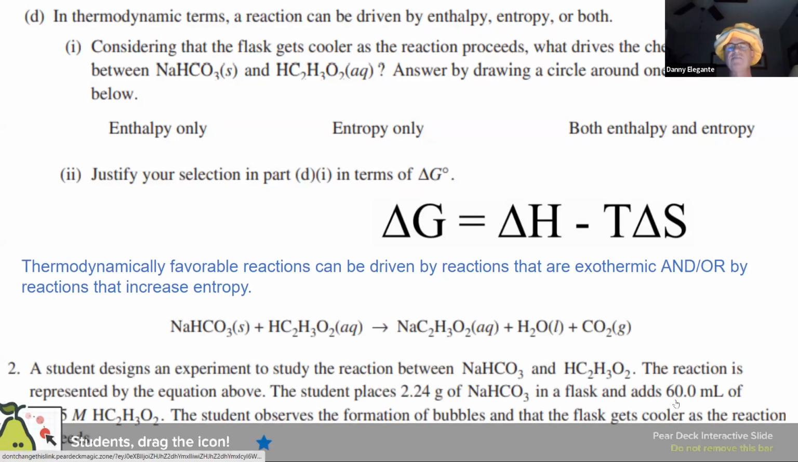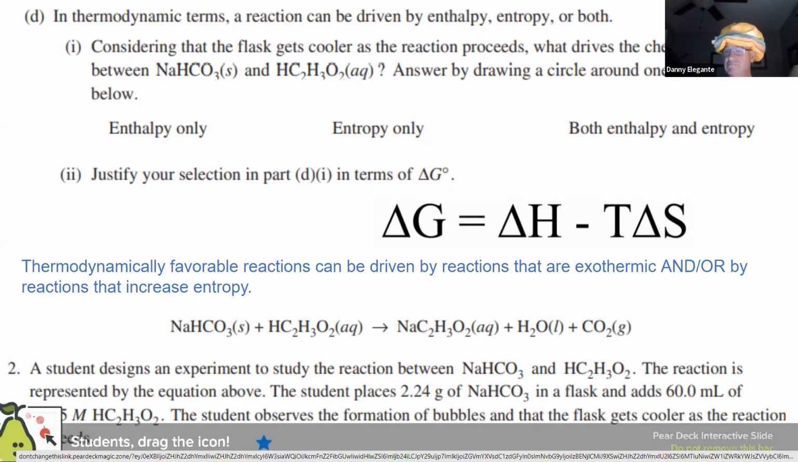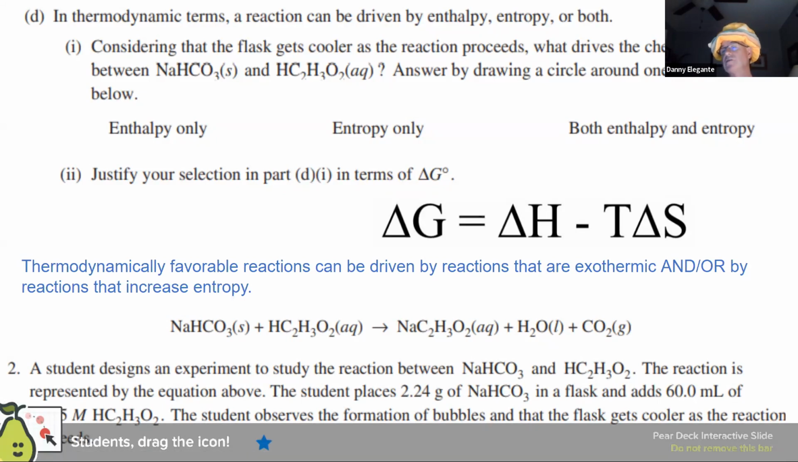It says the flask gets cooler. Now, gets cooler means it's endothermic. Now, this means that it's not the delta H part. Delta H has to be negative; that makes it thermodynamically favorable. But in this case, we know it's endothermic because it gets cooler. So that means that enthalpy is out, so it's probably just entropy.